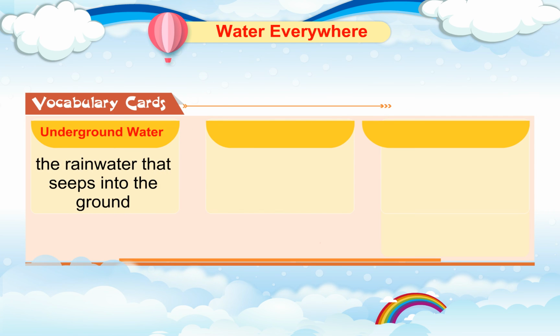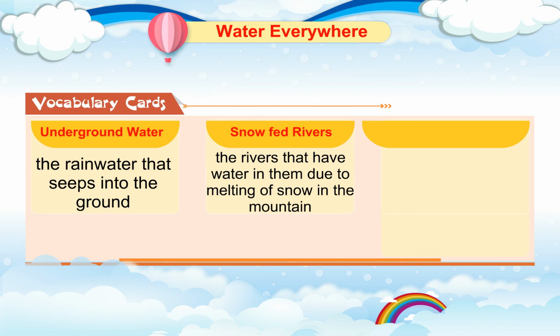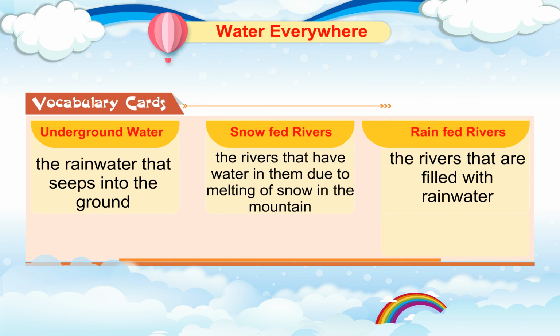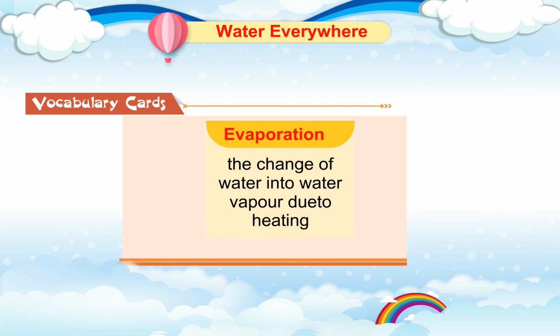Vocabulary cards. Underground water. The rainwater that seeps into the ground. Snow-fed rivers. The rivers that have water in them due to melting of snow in the mountain. Rain-fed rivers. The rivers that are filled with rainwater. Evaporation. The change of water into water vapor.